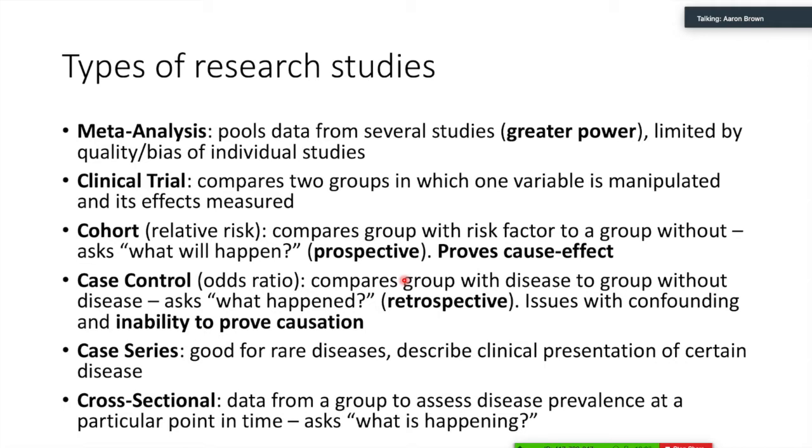When we're doing our calculations for cohorts, we're able to use something called the relative risk, which is an equation that we will go over together and look at what values we need to calculate relative risk. But you can only calculate relative risk if you're doing a prospective study. Meaning, next we're going to talk about retrospective studies where we're looking at the past. When you look at the past, you cannot prove cause and effect. So you cannot use a relative risk calculation.